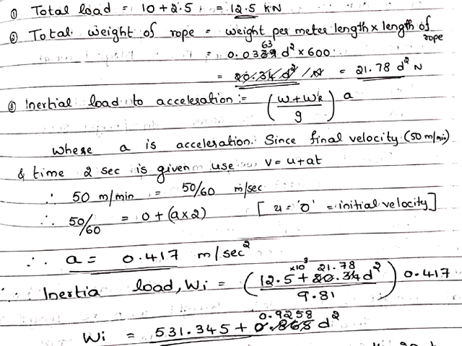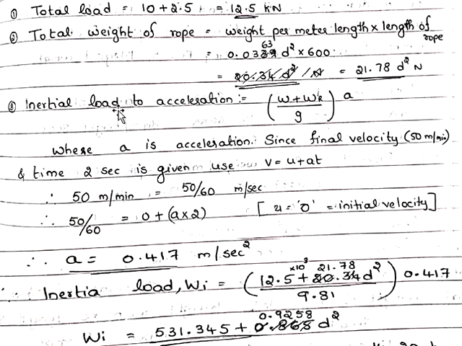So first step, calculate the total weight to be lifted. So load to be lifted plus bucket weight. 10 plus 2.5, you will get 12.5 kilonewton. Then the weight of the rope. The weight of the rope you can calculate using weight per meter length into length of the rope. The length of the rope is 600. Weight per meter length from the data book. So after simplification you will get 21.78 D square Newton.